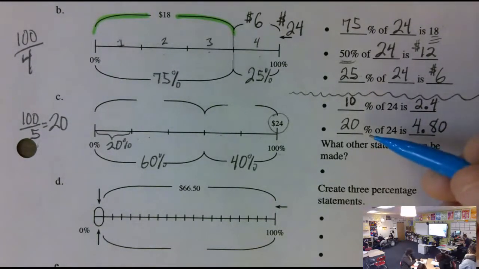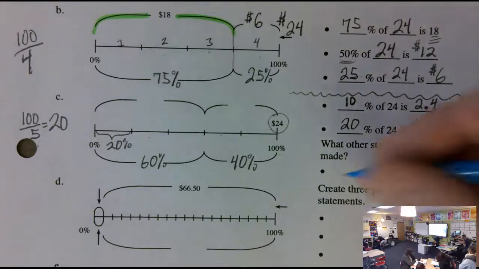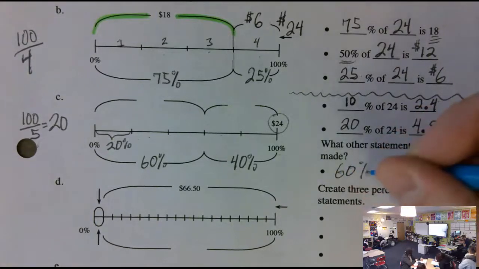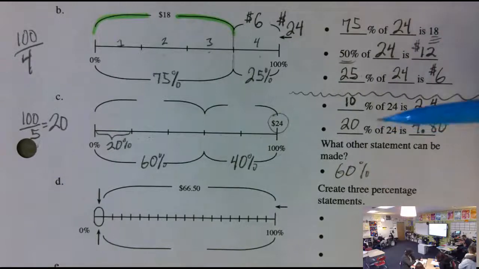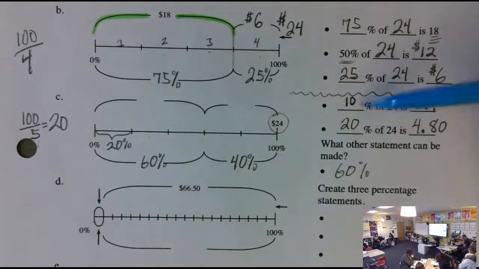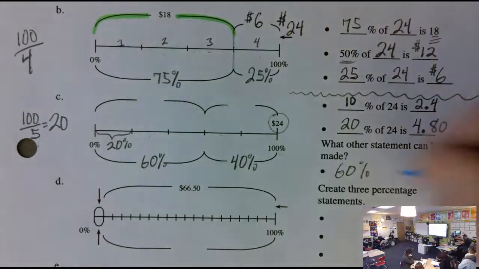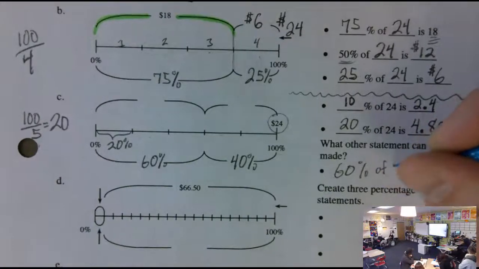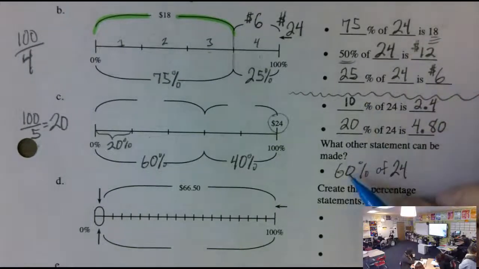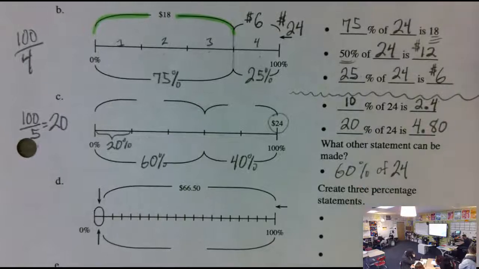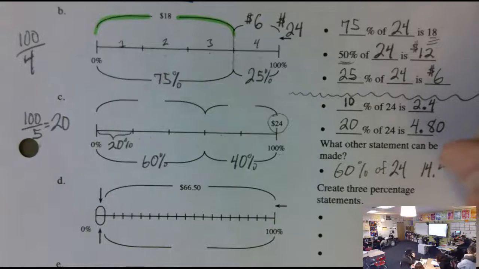How could I go from 20% to, I don't know, 60%? Or from 10% to 60%? Either way, we just multiply. We either can multiply by 6 or multiply by 3, or there are actually some other options. But what do we get here? 14.40.